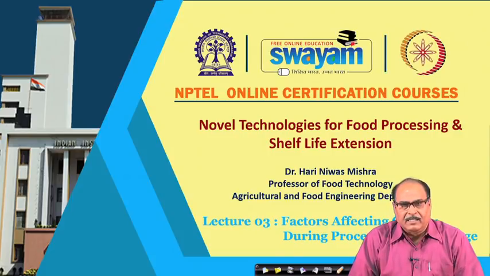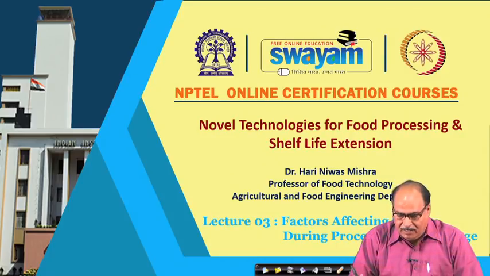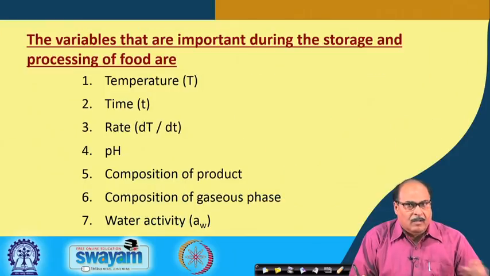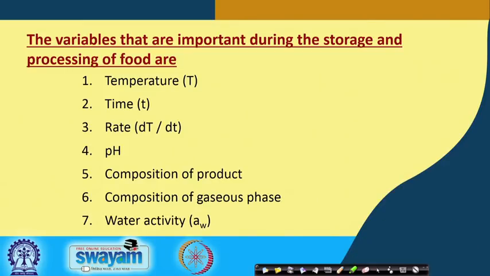Now, in this lecture of half an hour, we will see what the different factors are which influence the quality of the food during processing and storage. Ultimately, these variables need to be controlled during processing and storage operations in order to get the desired quality in the product.